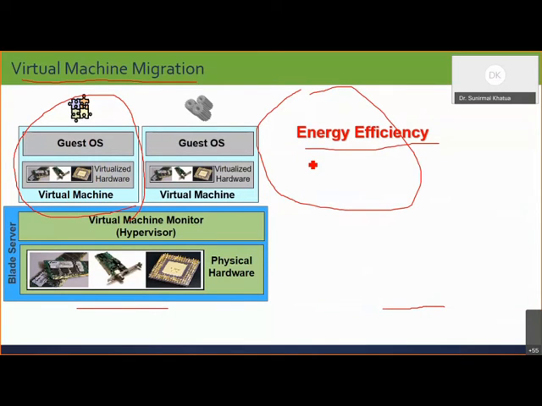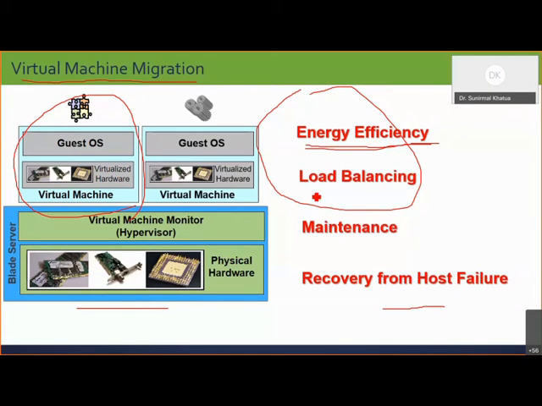Okay. So we can perform this kind of migration especially for energy efficiency, because I do not need to run the second blade server that consumes some energy. And not only the energy, we will need to migrate the virtual machine for balancing the loads. So there can be an unbalanced distribution of the virtual machines to the available physical servers. So we can migrate some of the virtual machines so that the load will be balanced among the available physical servers. Sometimes we need to migrate for maintenance.